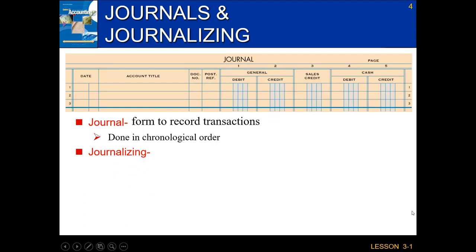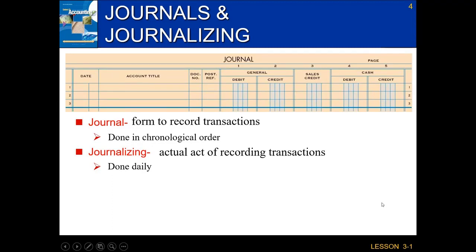And the word journalizing is the actual action verb here. So it's the act of taking our transactions and recording them on the journal. So the journal itself is the form, and journalizing is taking our transactions and putting them onto the journal. And we do journalizing every single day. So every single day we journalize our transactions, and those are done again in chronological order from the start of a month to the end of a month.